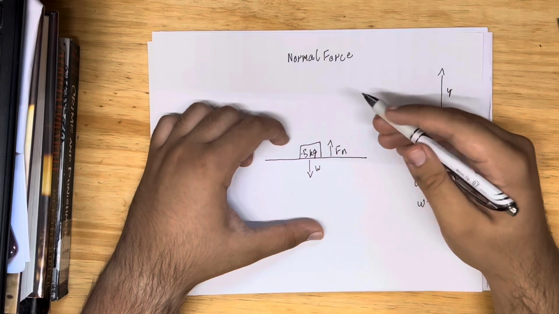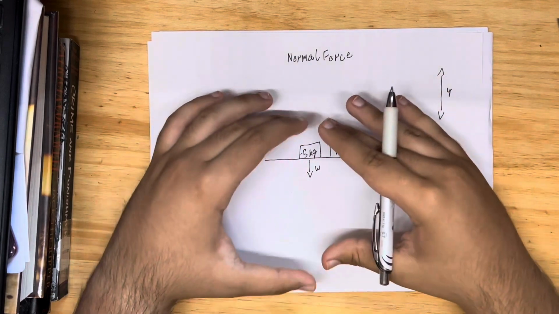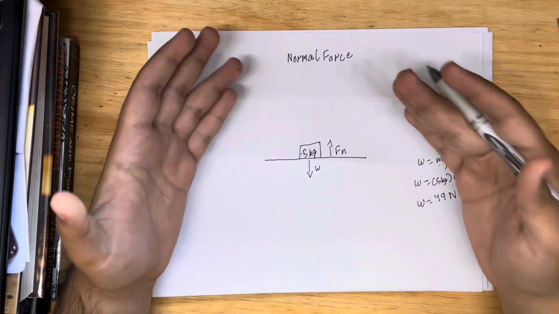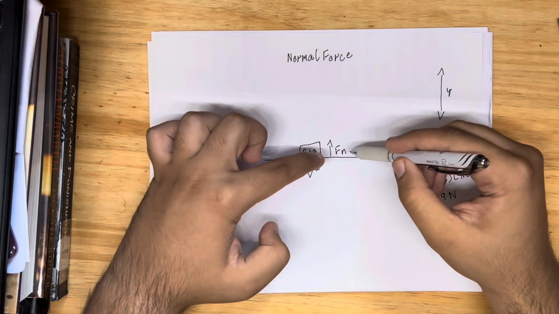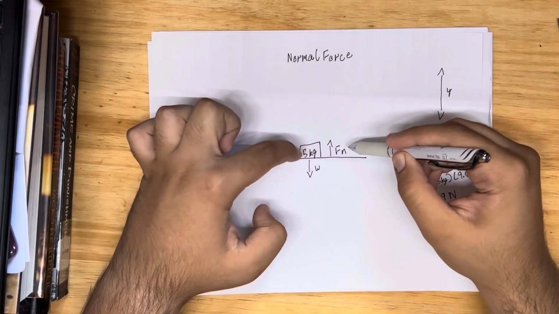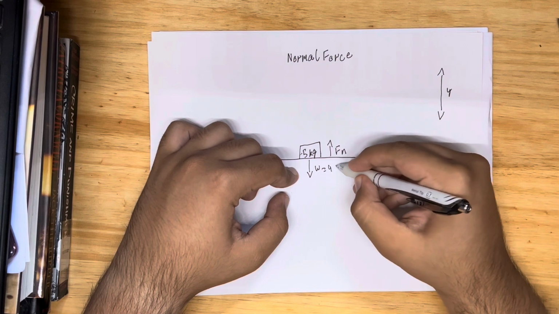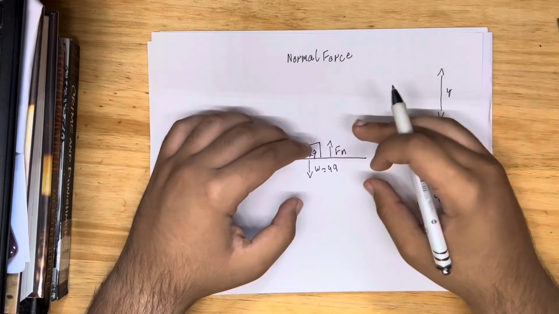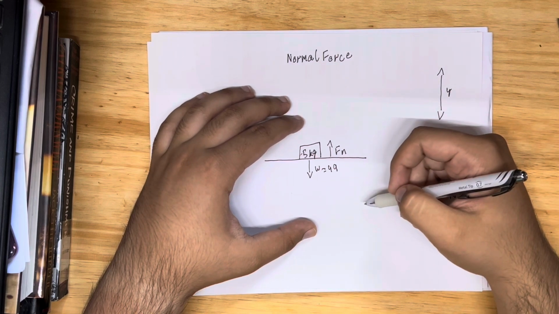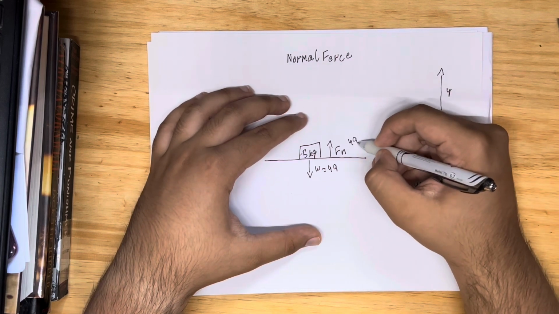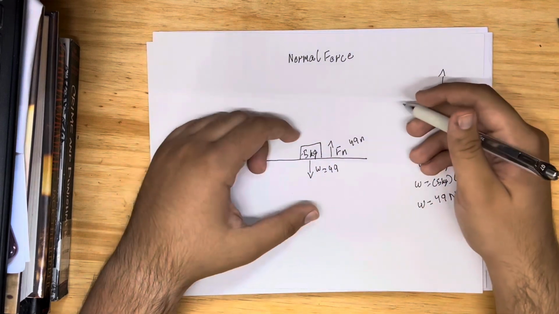So in order for this box not to move, the net force in this whole scenario needs to be 0 newtons. So how much will the normal force be in order to counteract the weight? Since the weight is 49, how much must the normal force be in order to counteract this weight? 49 newtons, right? Since 49 and 49 will cancel each other out.